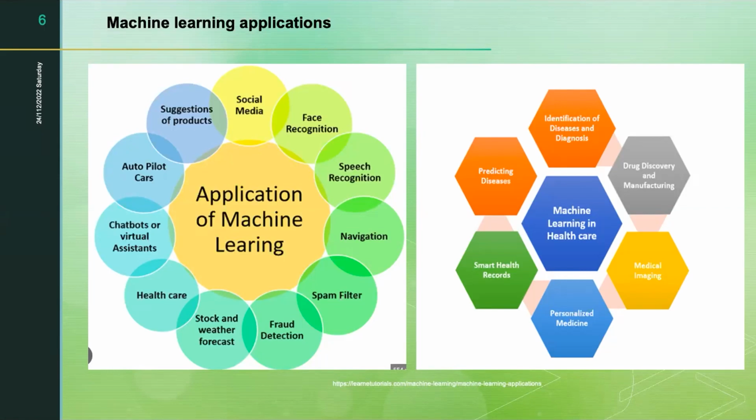Healthcare is a very broad sector which has very different applications. And I've also pointed out a few very major applications because healthcare is something which is developing at a very fast pace. ML is being used to predict diseases, to identify diseases, to provide personalized medicine, to have smart health records, and whatnot. There are multiple such applications in the healthcare sector itself.